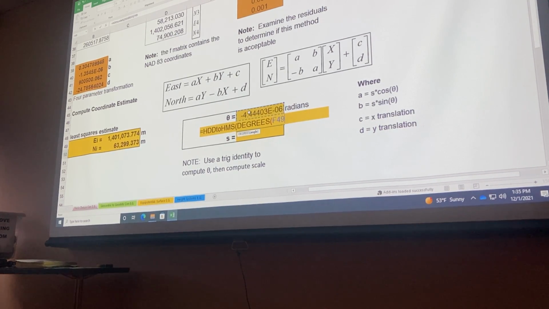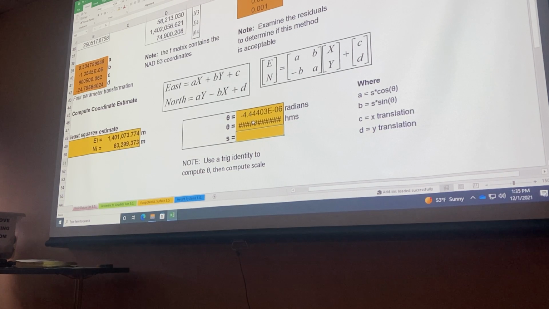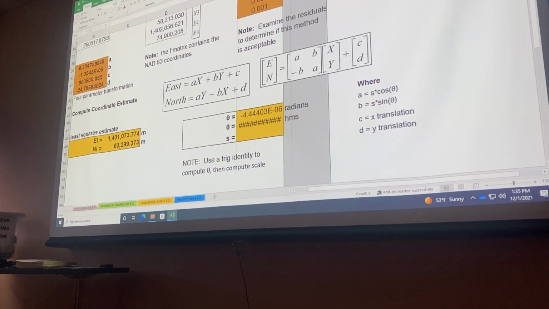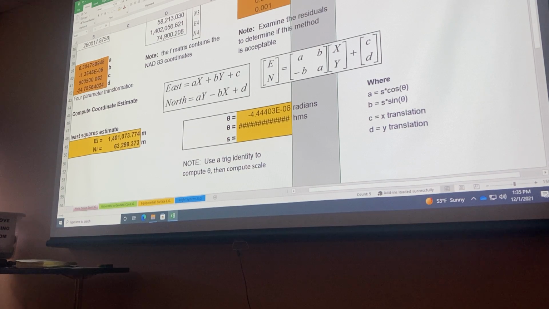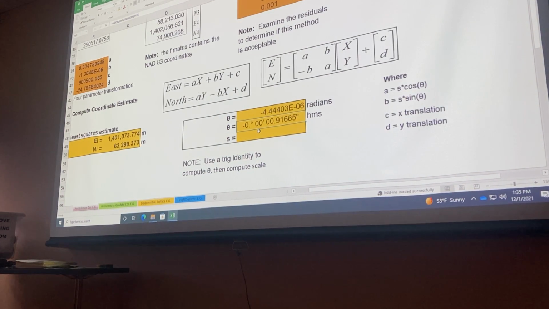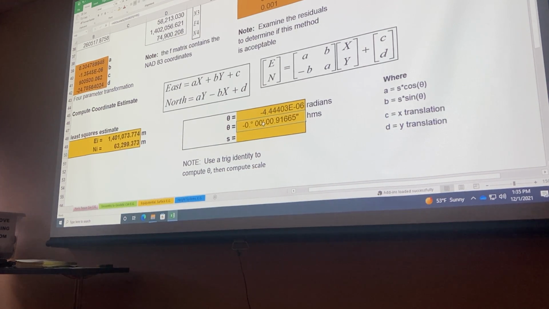The radian value, two parentheses in here, and now let's see. I zoomed in enough here, okay. So basically, the rotation angle is really small, isn't it? Yeah. Okay, now how would I get the scale factor?